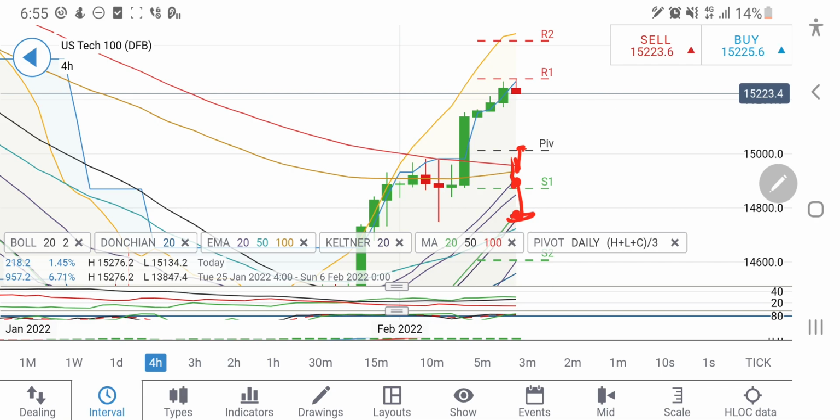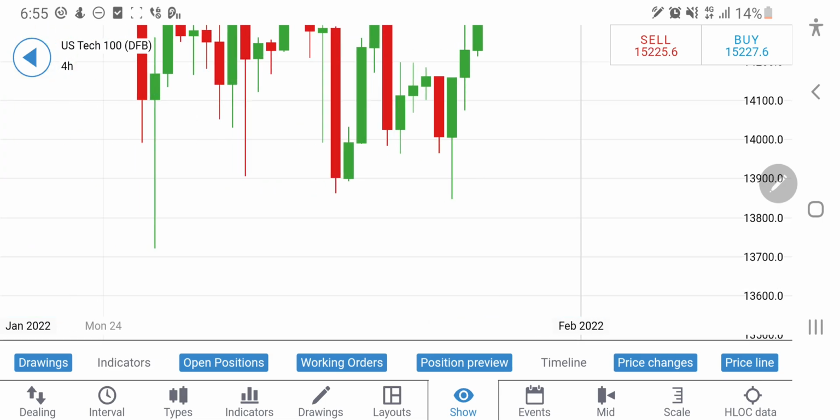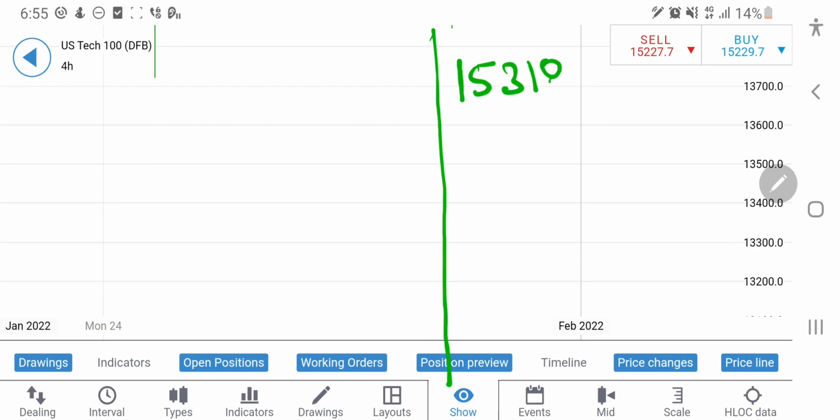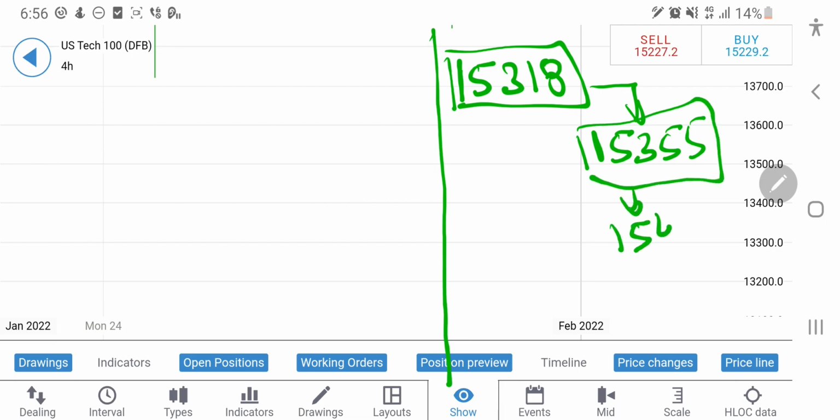Now considering this, let me jump to the levels directly. So today if you see it trading above 15318, you can go long here. You can expect 15355 the immediate resistance, and then 15400 the next resistance.